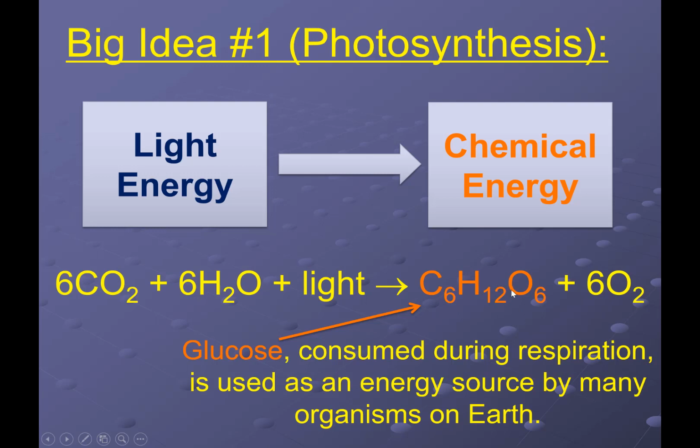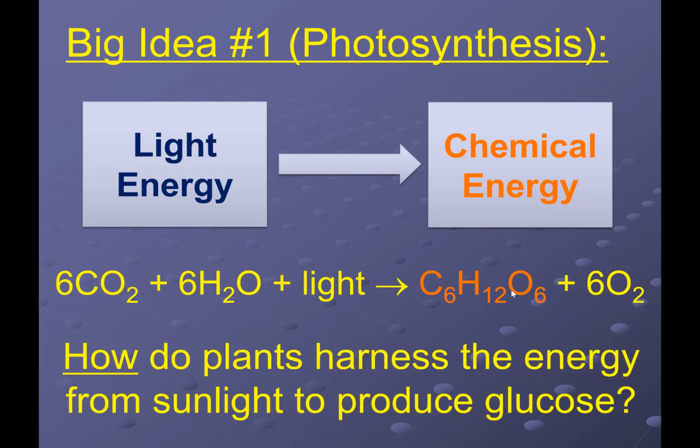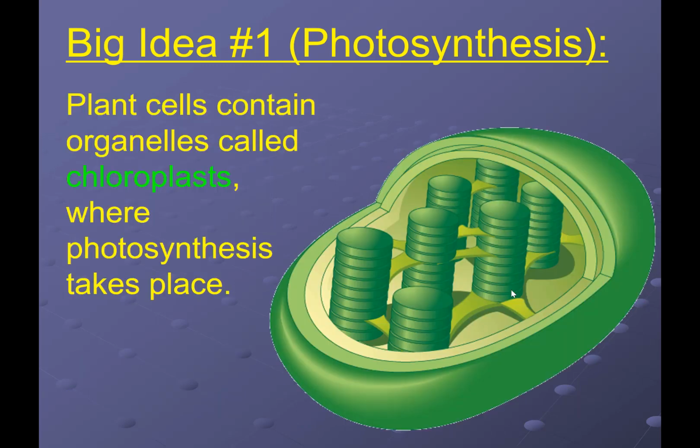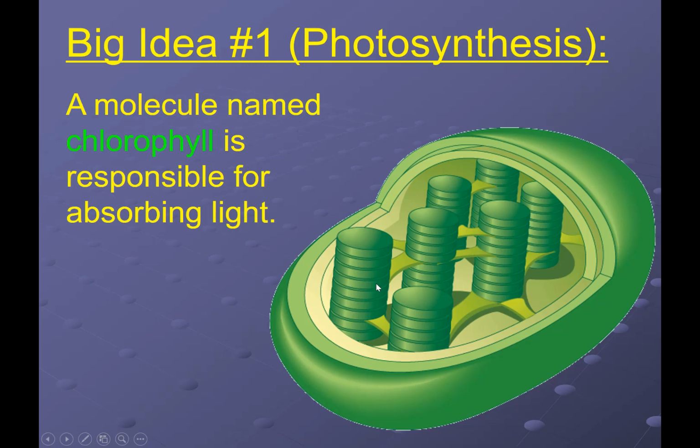Consumers will then eat these plants and actually burn these sugars for their energy sources. The question here is, how do the plants know how to do this? Plant cells have a very special organelle known as a chloroplast. Chloroplasts are really easy to recognize inside, with all these stacked discs. These discs are filled with a molecule called chlorophyll. This chlorophyll is the chemical that's actually responsible for absorbing light.